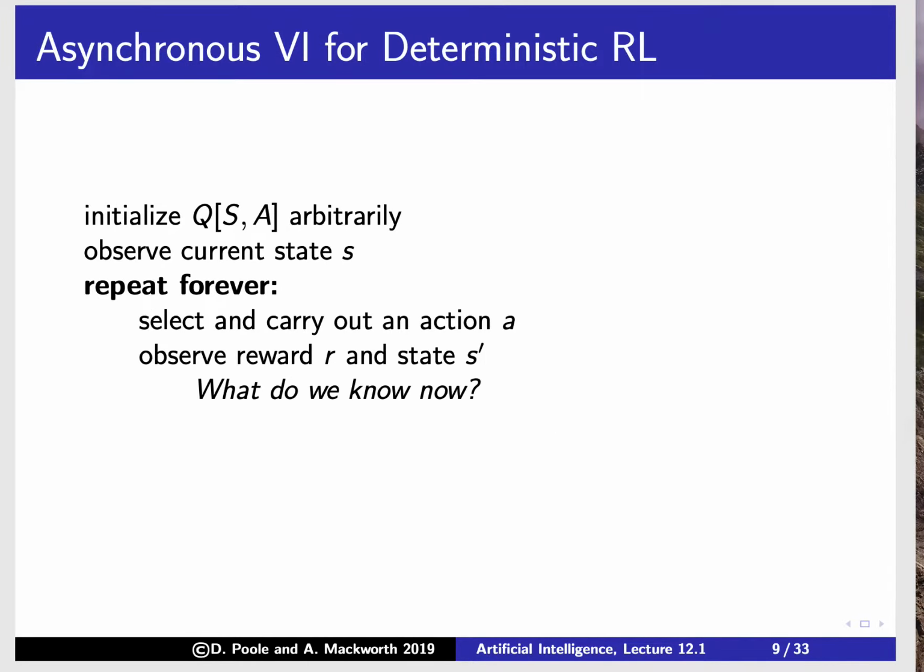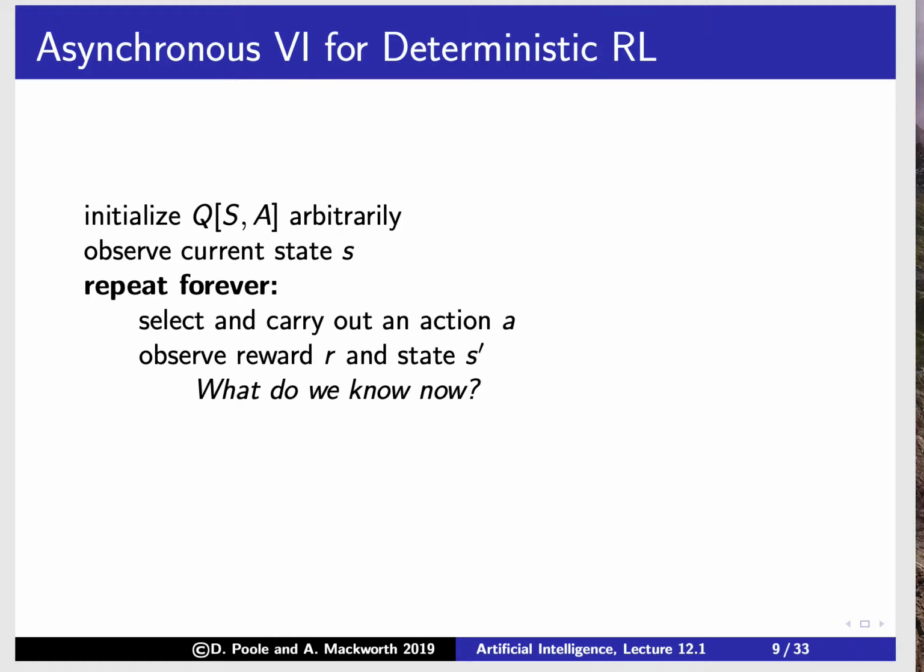Alright, so now let's do the first case of reinforcement learning, deterministic reinforcement learning. We're going to look at this as just asynchronous value iteration, and the idea is that we're going to use asynchronous value iteration to just learn the Q function. Like what we did before, we're going to initialize Q of S of A arbitrarily, but now we're going to choose the state and action pair according to the current state and the action we're going to choose. So we're going to repeat forever. We're going to select and carry out an action A, and we're going to observe the reward R and the state S. This idea of repeating forever, selecting and carrying out an action, and then observing the reward and the state is a common theme amongst our reinforcement learning algorithms.